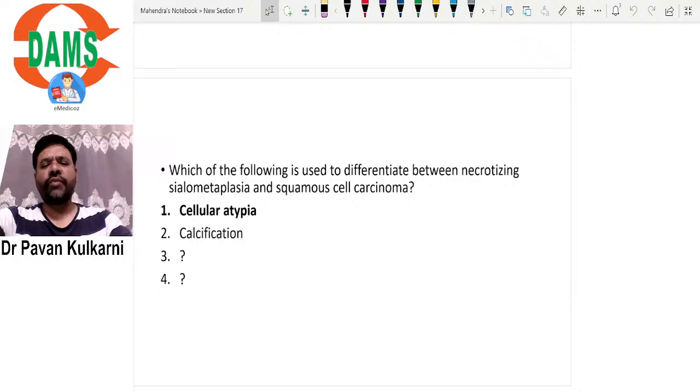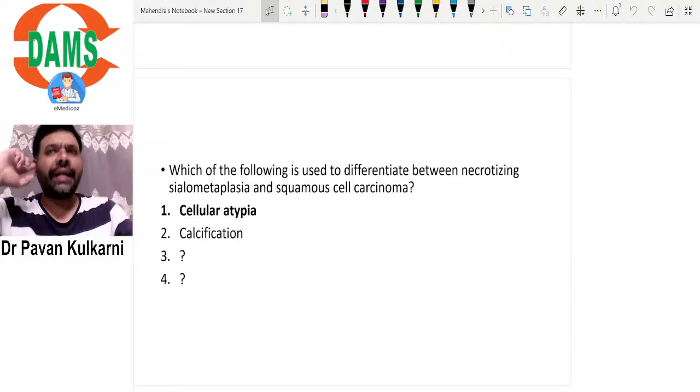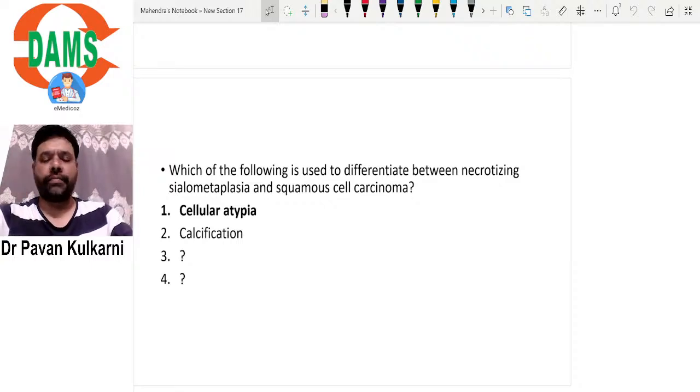There was a question, which of the following is used to differentiate between necrotizing sialometaplasia and squamous cell carcinoma? See, basically we know that necrotizing sialometaplasia typically occurs in males, that too smokers, with a palatal ulcer. So it typically looks like a malignant ulcer only, but we should know that necrotizing sialometaplasia will not show dysplasia. Dysplasia is nothing but atypia. So the main difference, how to differentiate between the two, is cellular atypia.